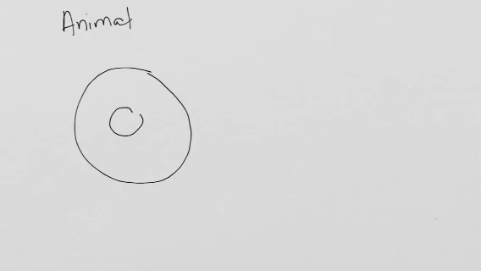Now, one of the defining characteristics of an animal cell is the fact that it is roundish in structure. We're going to draw it nice and round. And what I'm going to actually do is expand certain organelles. So we're going to start off with the actual nucleus in the middle.